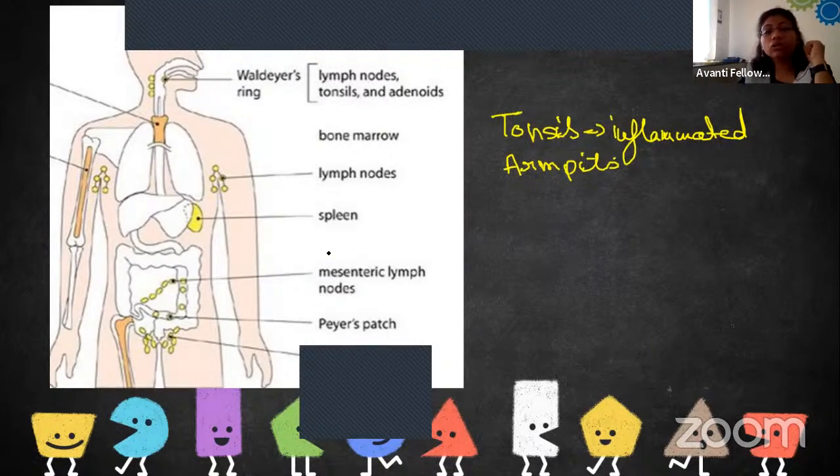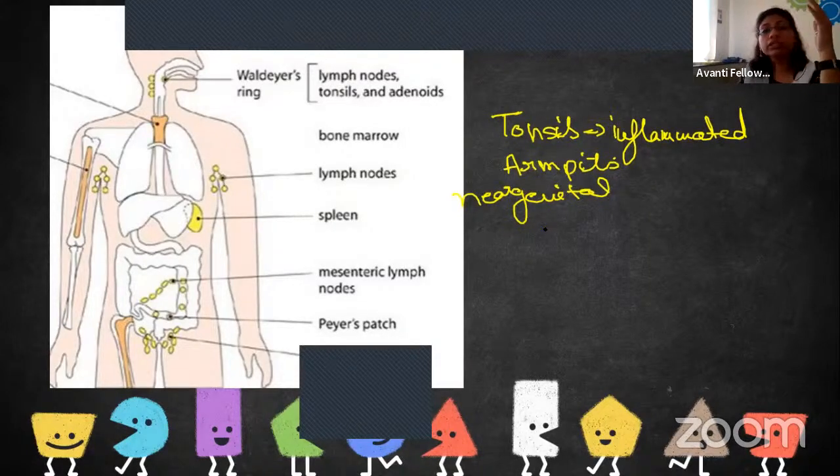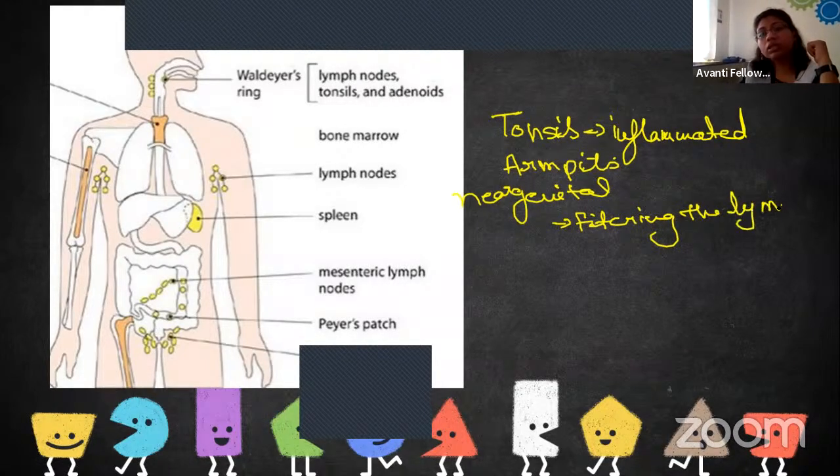Along with that, they are also found near the genital region. So these lymph nodes are found in several places of our body, and they are actually doing the work to filter the lymph and trap the antigen, so that they can trap the antigen.